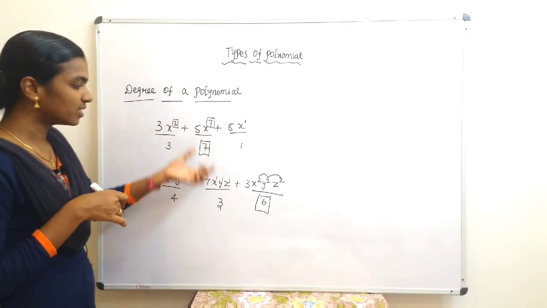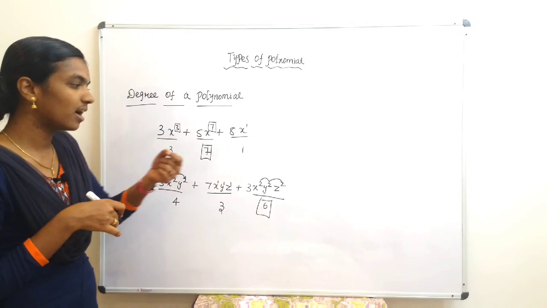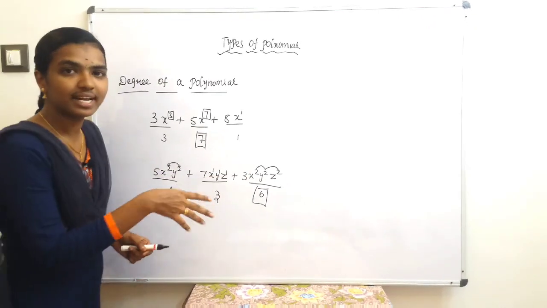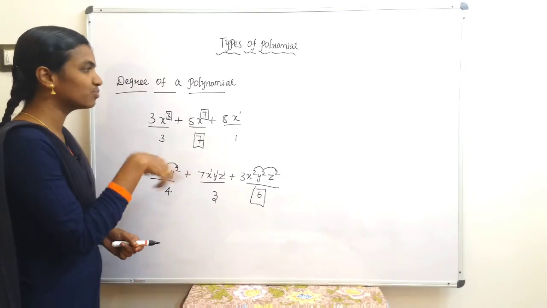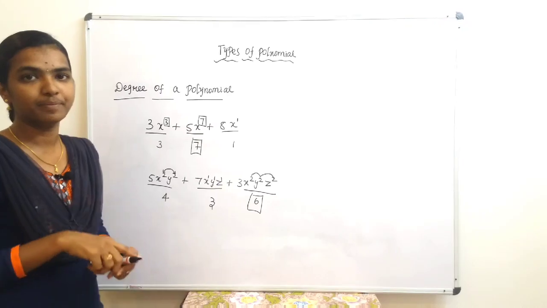Okay friends, most of the students get confused here. Why? Because the teacher said highest power of the variable, so they think highest power means 2 only, and they will write directly 2. Not like that. If there is more than one variable, we have to add the powers of the variables.